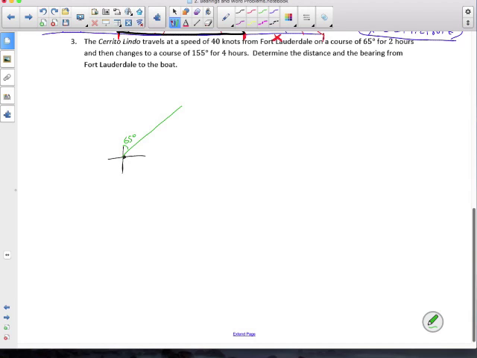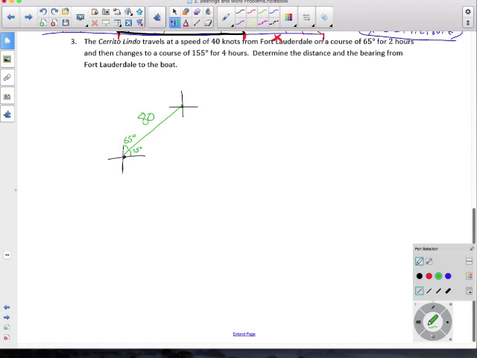That means that this little tiny part right here between where my boat is traveling and the east line has to be 25. 65 and 25 is 90. Okay, so if I'm traveling 40 knots, 2 hours, this is going to be some sort of measurement of 80. I get to this point right here and we stop and we're going to change directions. So I put another little north, south, east, west line.